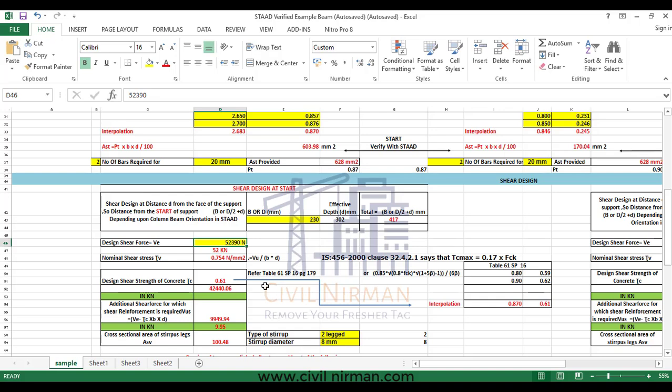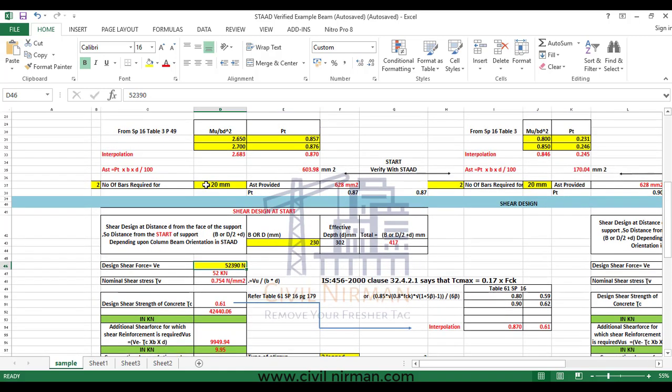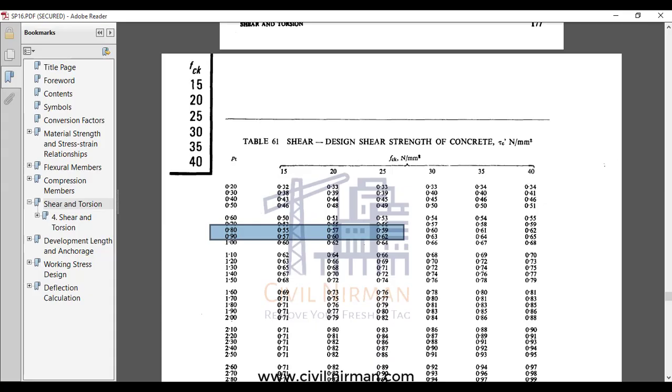Based on the steel we have provided, we have considered right now two bars of 20 mm diameter, okay? And based on that we are getting 620 mm square area, right? So PT for that will be 0.87. So based on the amount of steel provided and your grade of concrete, this table will give you the design shear strength of concrete, right?